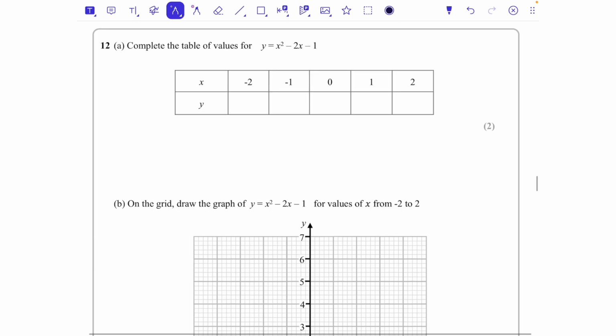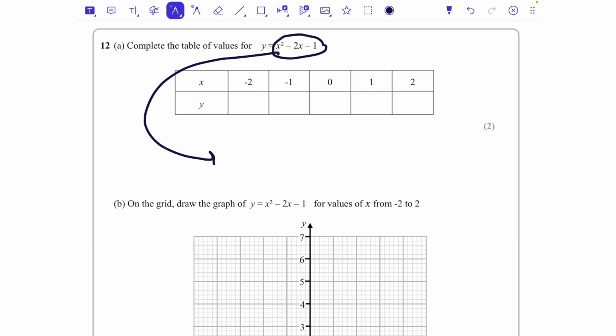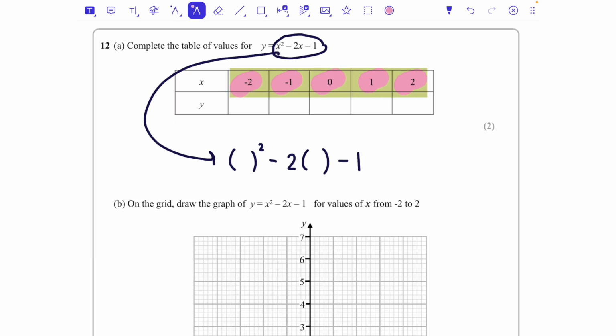Question number 12. Now, if this question comes up, you do now have a calculator for this. And there's a couple of different ways you can do it. I am going to upload a video on how you use your calculator to do this. However, I think it's just as easy to use brackets. So in your calculator, I would take this, and every time you see an X, I want you to put brackets. So in your calculator, you're going to type bracket, bracket squared, minus 2, bracket, bracket, minus 1. That is then going to allow you to just change whatever numbers in the brackets to be each of these values here.